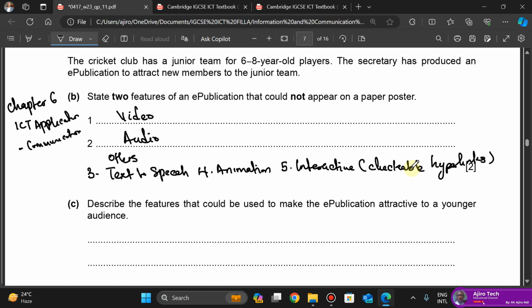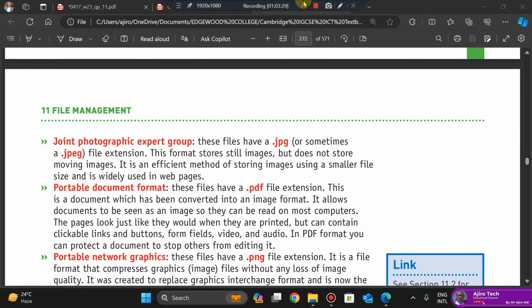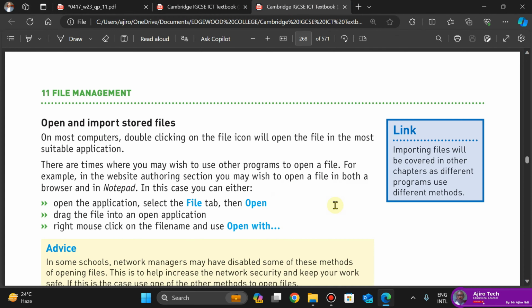Okay, it's possible. All right, let's look at the C part. Describe the feature that can be used to make the e-publication attractive to a young audience. Now, this is bringing us to chapter 9 of the textbook, where we talk about audiences. Yes, audiences. Okay, let's talk about audiences. Audiences, that's chapter 9.